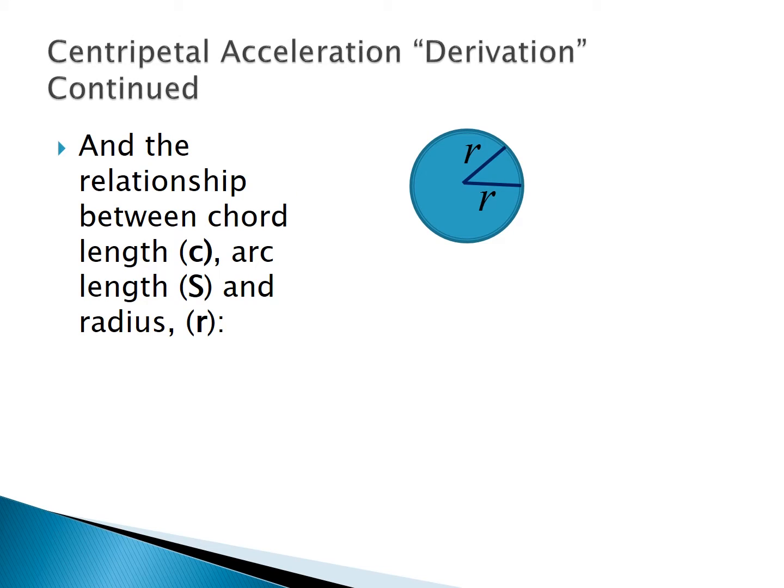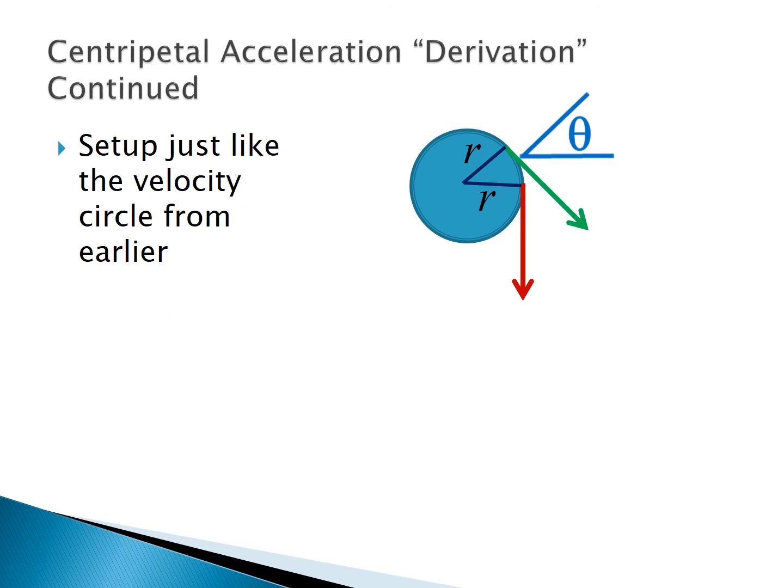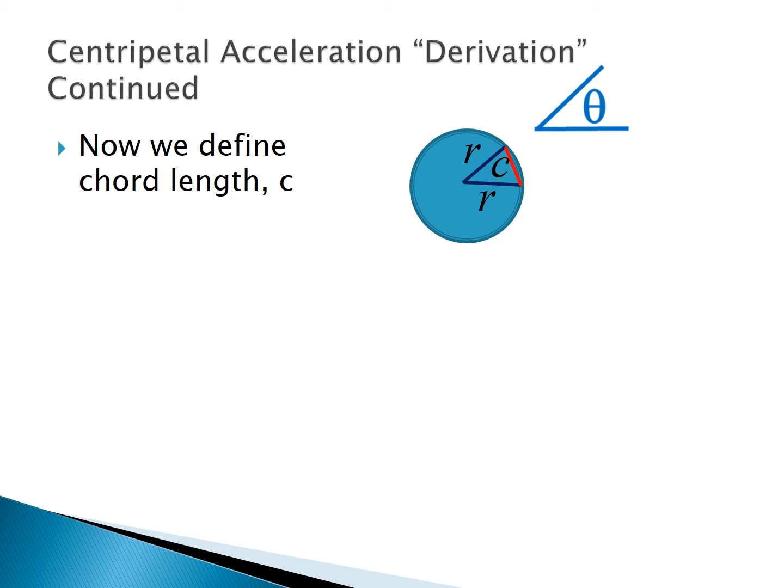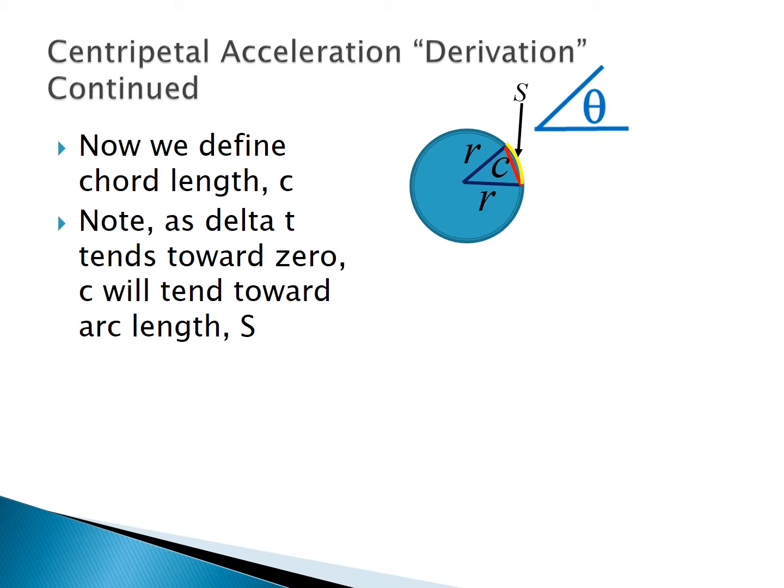And now we're going to take a look at the relationship between three quantities: chord, radius, and arc length, s. Set this up the same way we did with the previous vectors, defining the angle that's swept out. And now we define chord length, which is just a line going between the 2 points in the motion. If we were to let the time between these 2 points shrink to 0, then we would also notice that chord length tends toward arc length. So chord length is really an approximation of arc length for what we're doing.